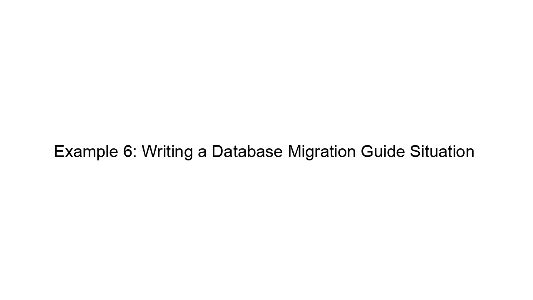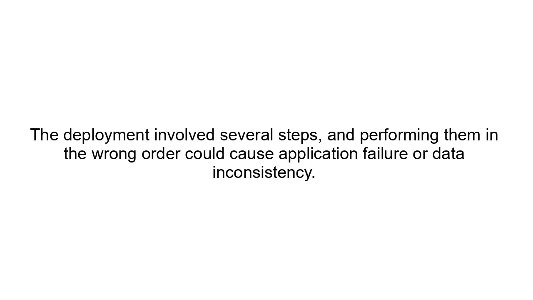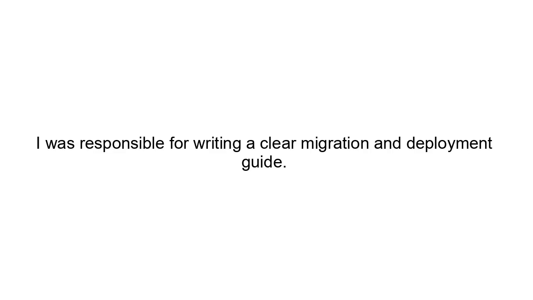Example 6. Writing a database migration guide. Situation: In one release, our application required database schema changes and a migration of existing records. The deployment involved several steps, and performing them in the wrong order could cause application failure or data inconsistency. Task: I was responsible for writing a clear migration and deployment guide.